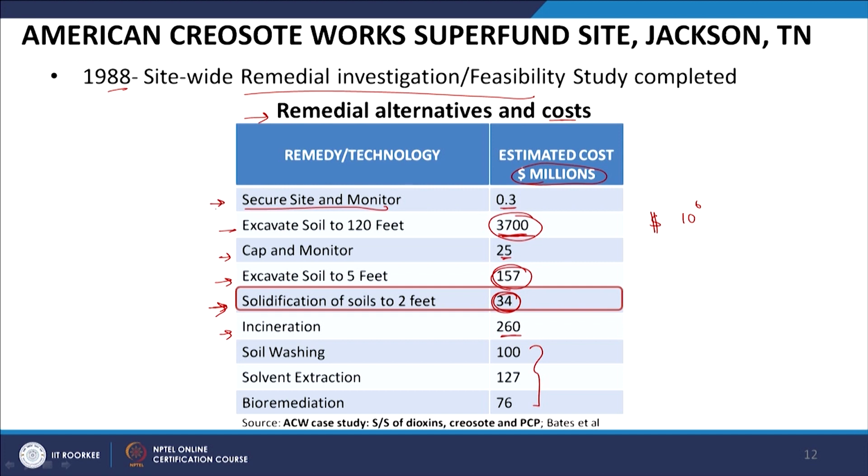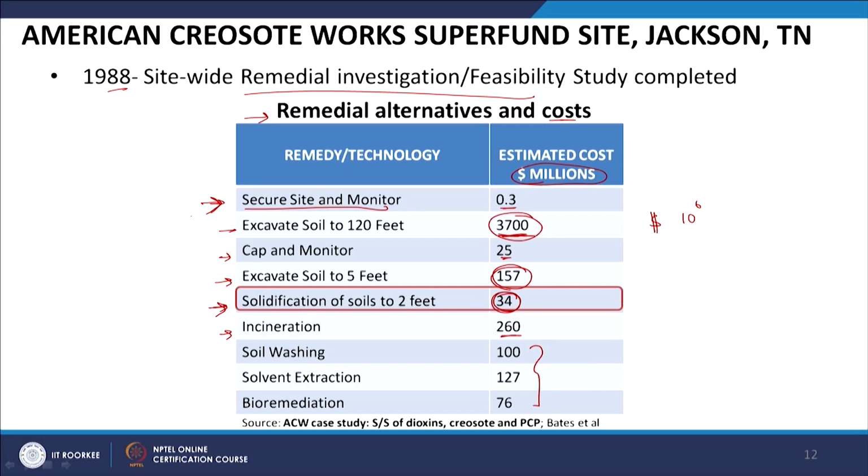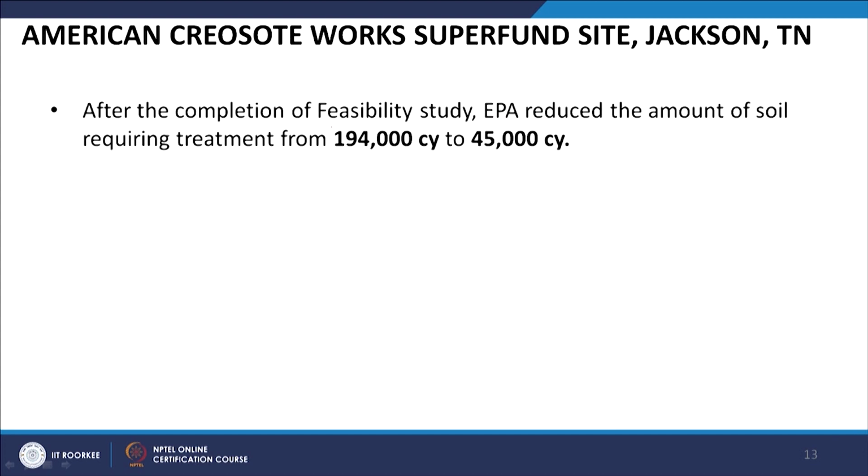So if it is just securing the site and monitor, yes, 0.3, but obviously, as we remembered, or we looked at it, pardon me, it's within a floodplain, right? So this probably is going to be relatively difficult to get done, right? So this is what we have here. These are based on the preliminary studies. After completing this study, the EPA reduced the amount of soil requiring treatment from these many cubic yards to 45,000 cubic yards, right? 1,94,000 to 45,000, almost 1/4 of it, right?